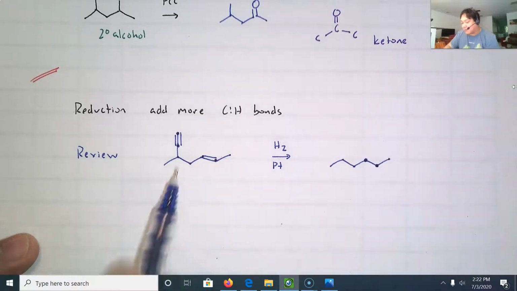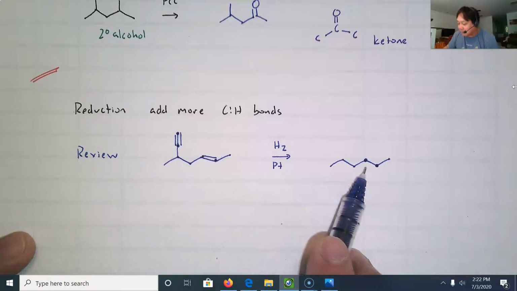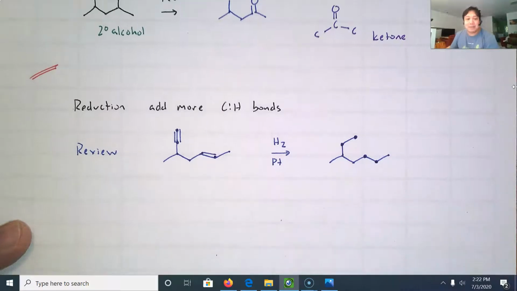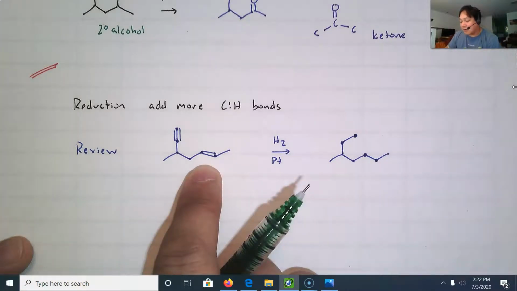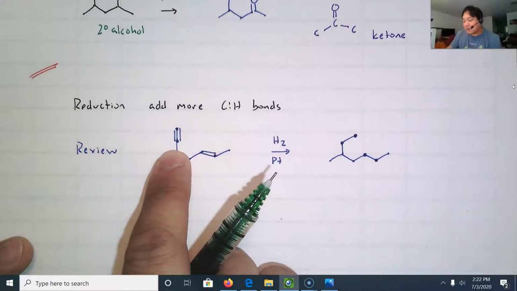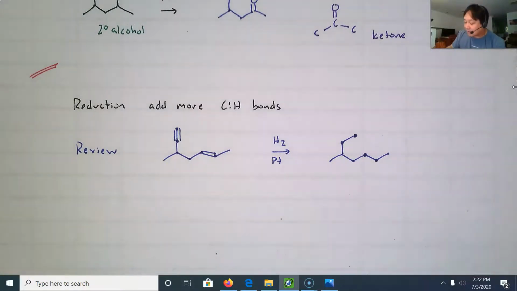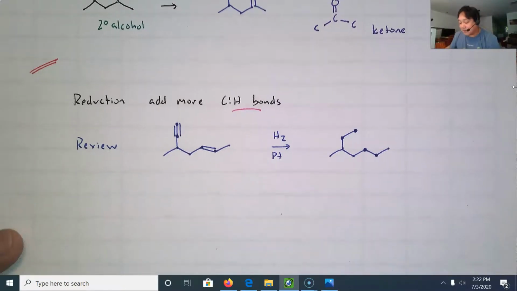So I'm marking all the carbons that are part of the multiple bonds as dots. I see those 2 dots. And this one over here simply is that. Okay, that is a reduction. And verbally, I say we reduced the double bond to a single bond and the triple bond to a single bond. See, it has nothing to do here with oxygen, but it does add more CH bonds. So in the next reaction, we are going to add more CH bonds.